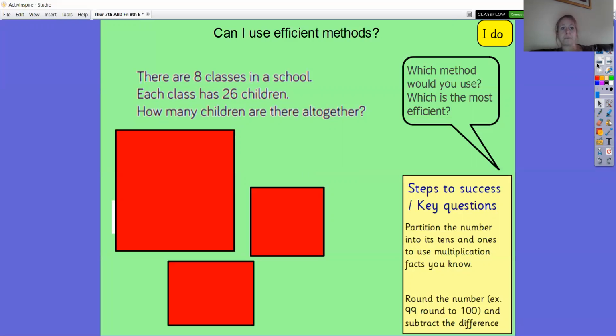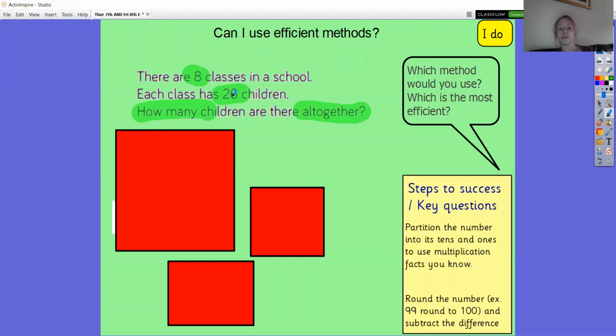So there are 8 classes in school. Each class has 26 children. How many children are there altogether? So this is like a word problem, like in our warm-up. So we know that there are 8 classes, and that's important, and each class has 26 children, and we want to know how many altogether. So this is going to be a multiplication sum.